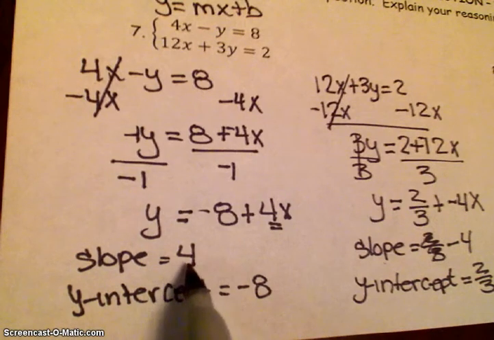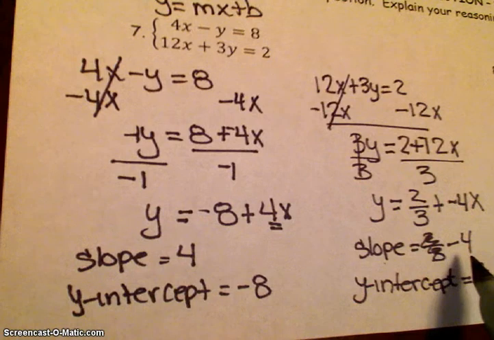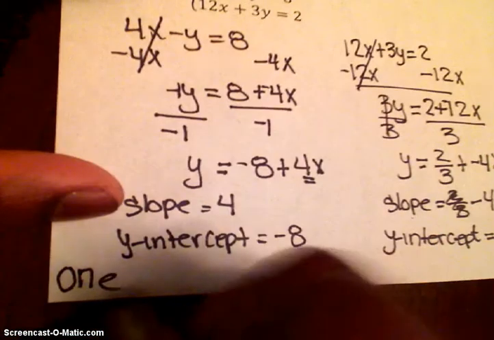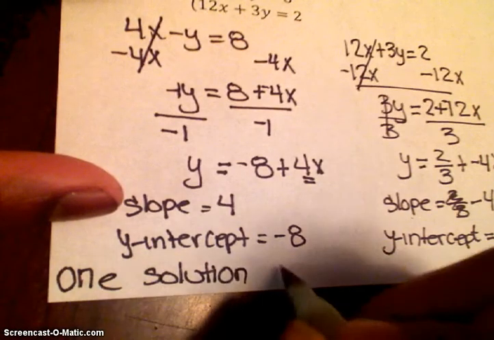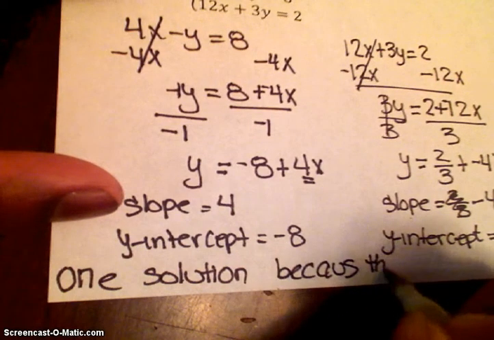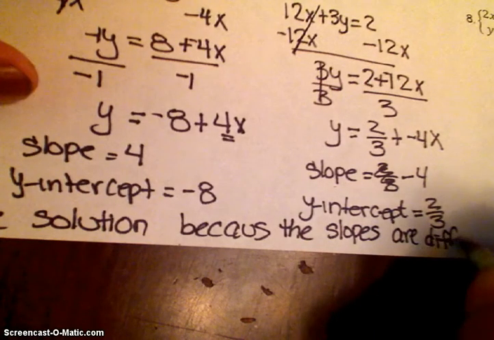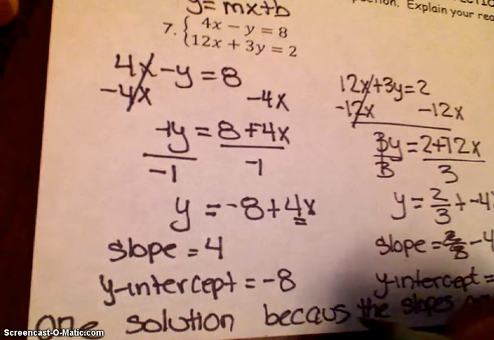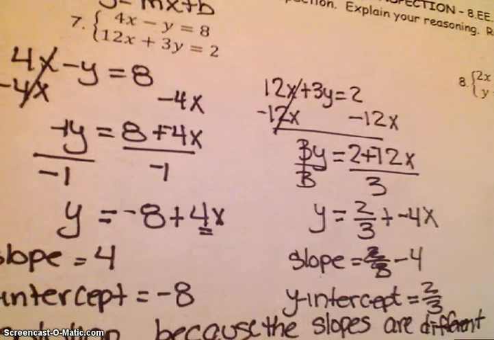So if you look and you compare your slopes, that's where I always start. I see that my slope here is a positive 4, but here it's a negative 4. Well, they're not the same, and so I only have one solution because the slopes are different. Okay? One solution because the slopes are different. And so once again, you're not finding the solution, you're just telling me how many solutions there are: one solution, no solution, or infinitely many solutions. So for this one, it's just one solution because the slopes are different.